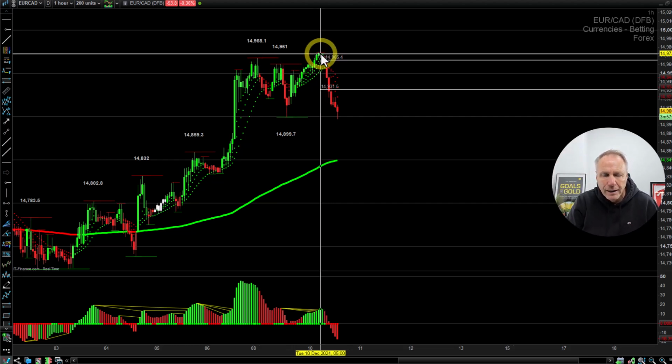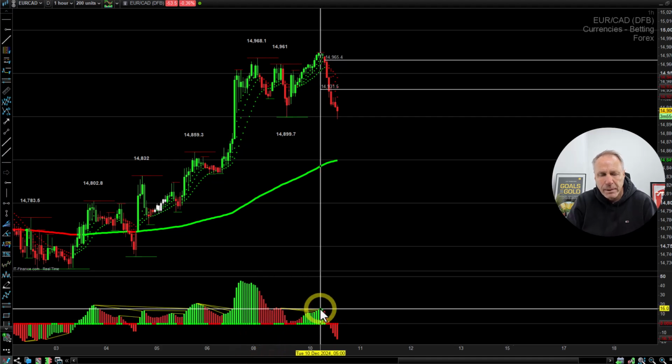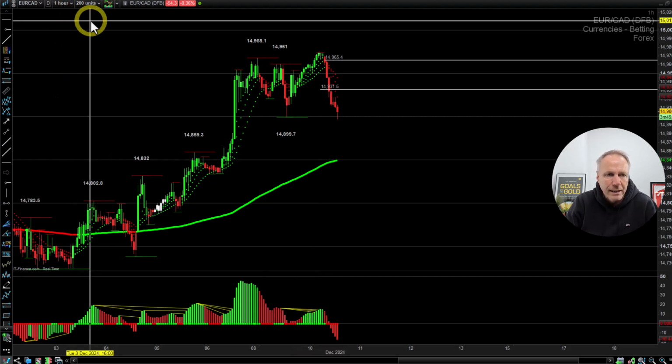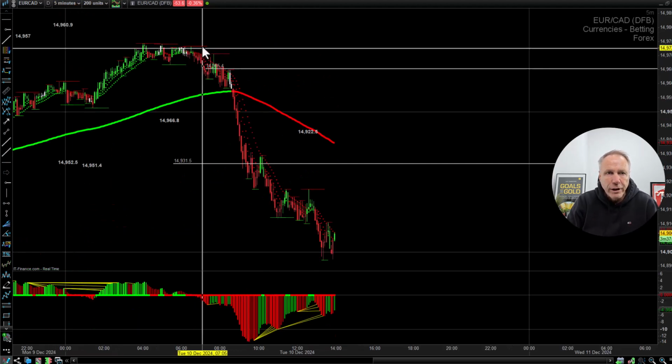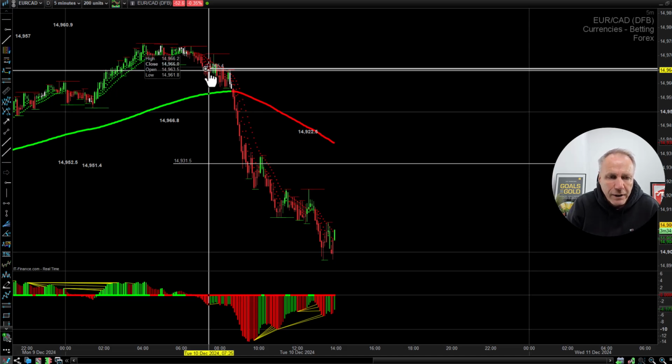So we break out, but the storyteller indicator down below has given us bearish divergence, which told me, hang on a minute, we're not going higher, we're going to be going down. All right, so then it's all about going down to your trigger time frame. In this case, the 5-minute chart.